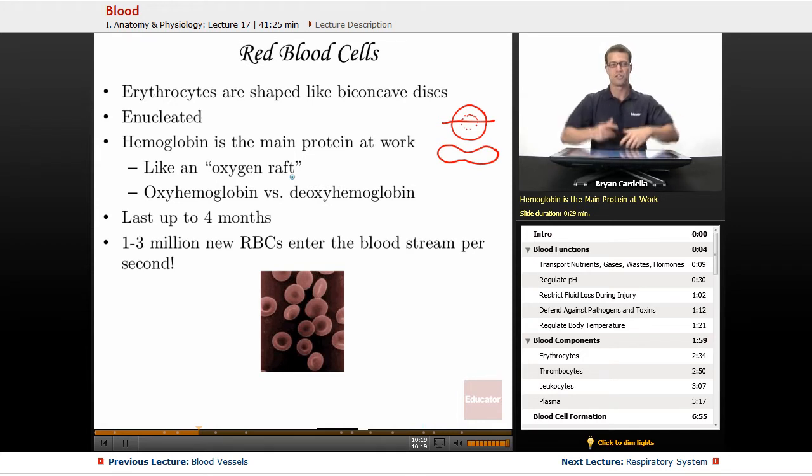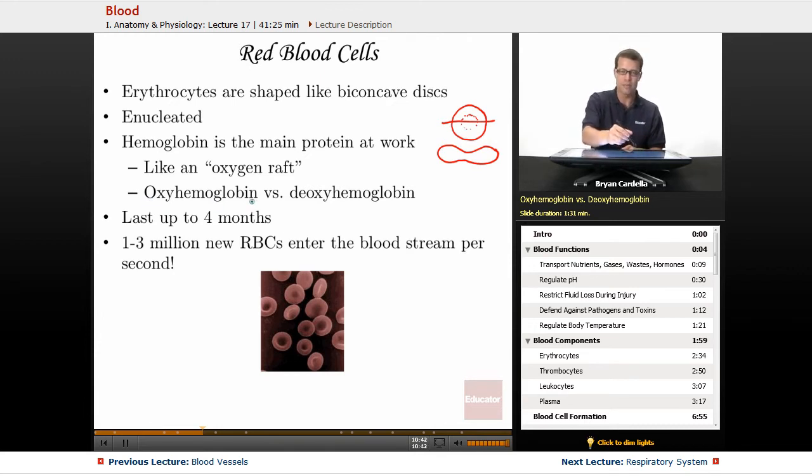I like to think of oxygen just kind of sitting back and enjoying its ride on the red blood cell until it gets to a capillary and ends up finding its temporary home. Oxyhemoglobin versus deoxyhemoglobin. Depending on whether or not oxygen is physically attached to hemoglobin, it has a slightly different color.